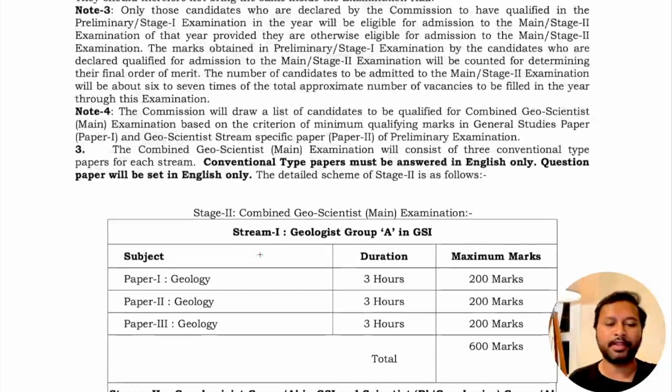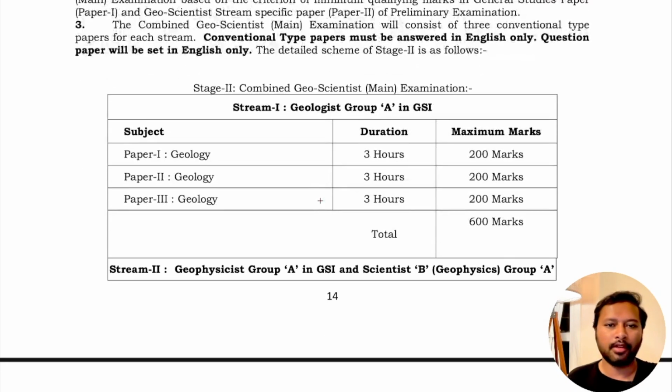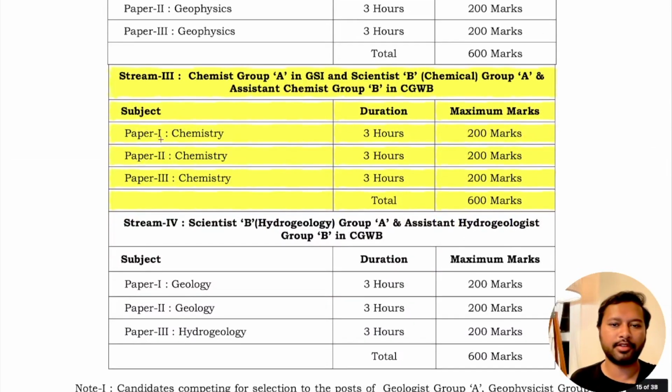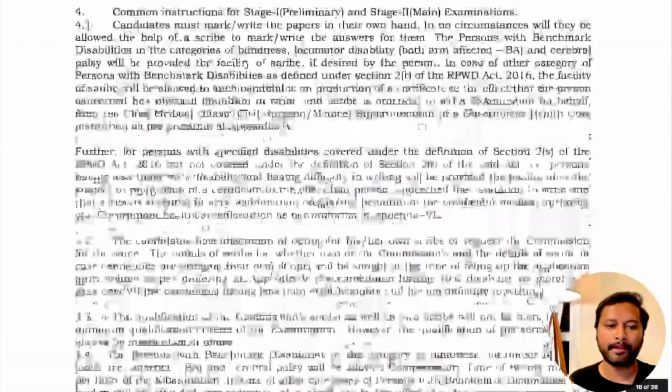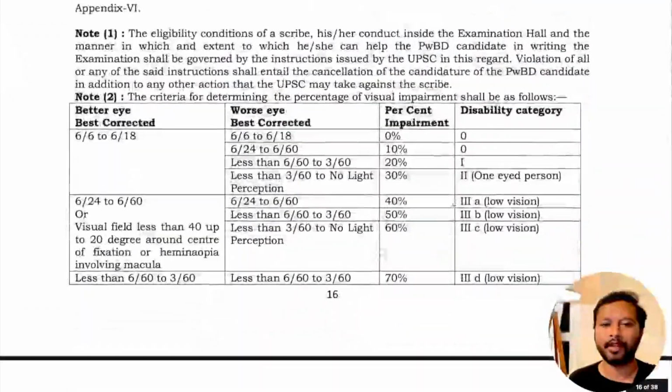But the thing is that this is entirely for chemistry students, so it is exclusive for you guys. So the competition basically decreases compared to a civil services exam. Okay, so for the mains exam, as I was telling you, there will be three papers: paper 1 chemistry, paper 2 chemistry, and paper 3 chemistry. All three will be of 3 hours each, and all of them will be of 200 marks each. The total will be 600 marks. Okay, and then as I said, there will be an interview.